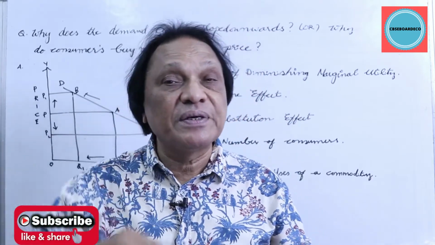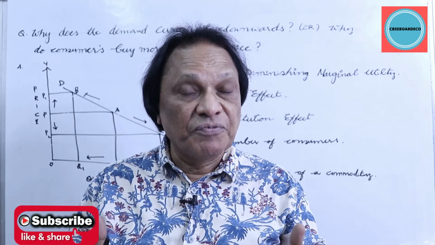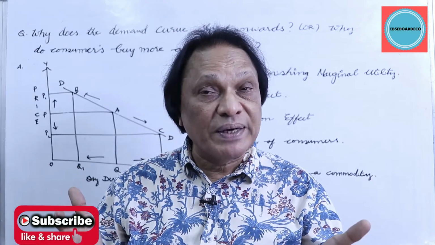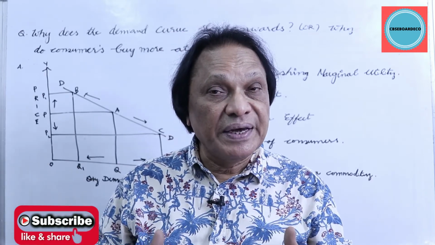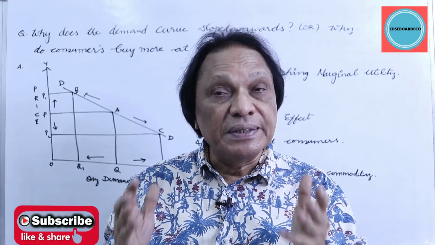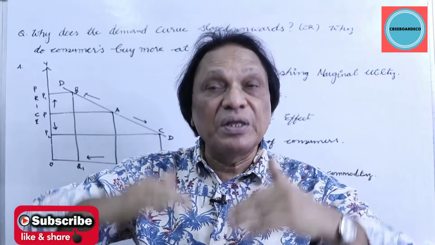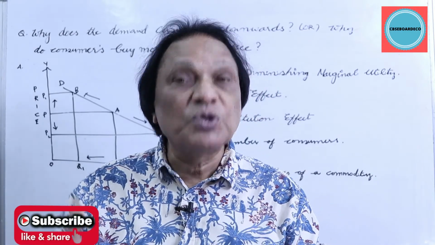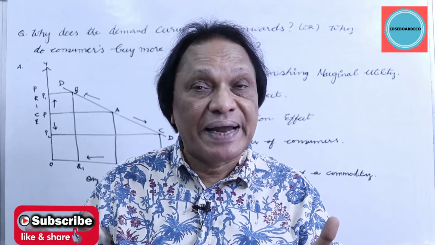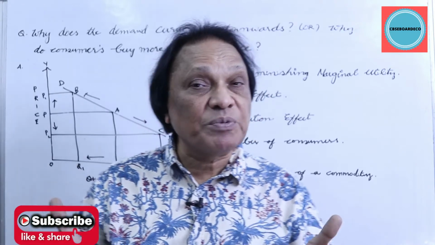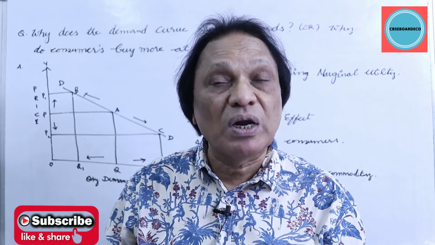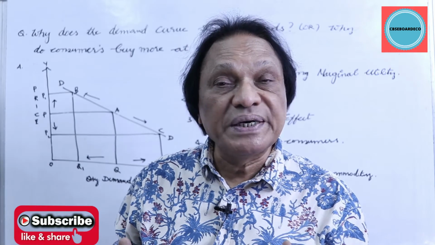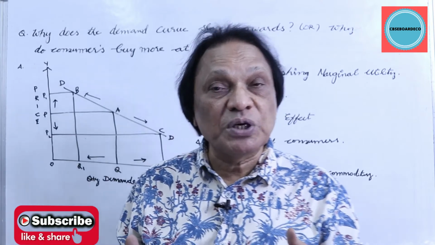The first point, for the demand curve to slope downwards or for consumers to buy more quantity when the price is less, is the law of diminishing marginal utility. You remember we discussed this in the utility analysis chapter. This concept was given by an eminent economist, Professor Alfred Marshall. What was the law of diminishing marginal utility?